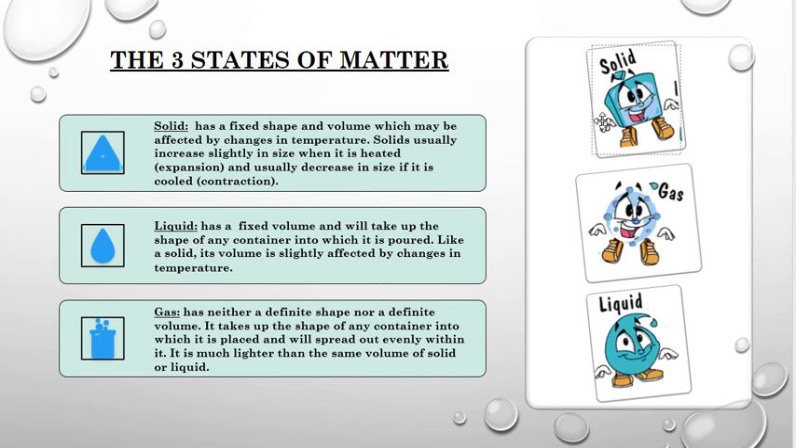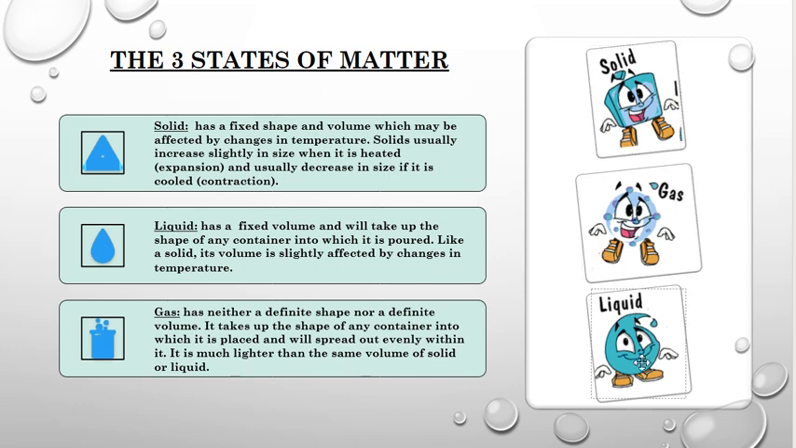So we know solids have a fixed shape and a fixed volume, and the only thing that can affect these two things is the temperature. If we heat up the solid, its size will increase and it will expand. And if we cool down the solid, its size will decrease and it will contract.